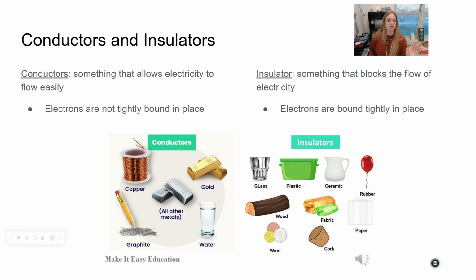Insulators are things that block the flow of electricity. Basically anything rubber. This is why your charging cords are wrapped in rubber, because it doesn't want you to shock yourself when you plug your computer into a wall that has 120 volts of electricity, which can possibly stop your heart. So you don't want to do that. And then you can see all of the other examples there.